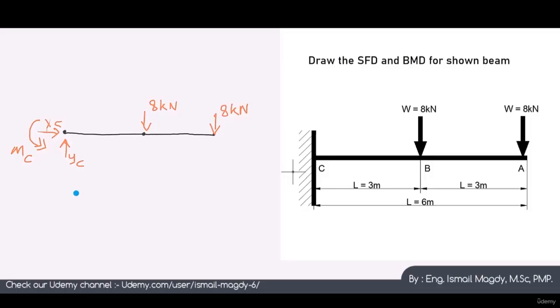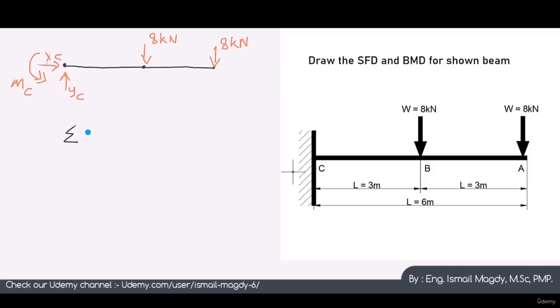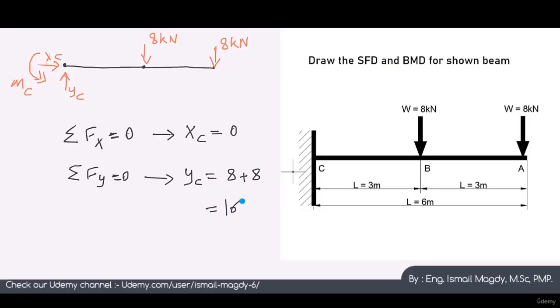We will start with the easiest equation we have, which is sigma forces in the x direction equals 0. We don't have any horizontal external forces here, so this means that the reaction in the x direction will equal 0 also. Our next equation is sigma forces in the y direction, which equals 0 also, which means that YC will equal 8 plus the other 8 kN, which equals 16 kN, and the other forces are going downward, so the reaction is going upward.